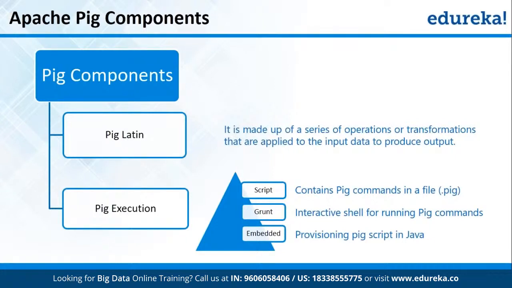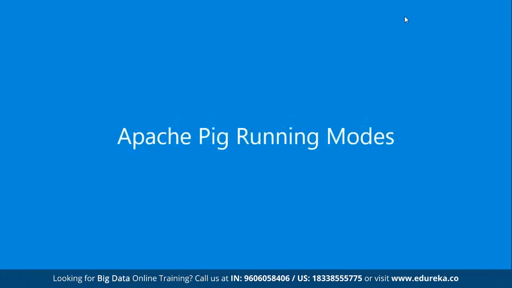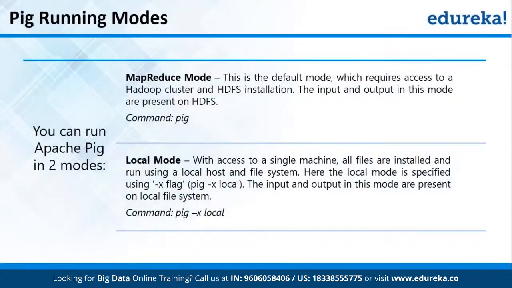So these are the two main components of Apache Pig. And we come to Apache Pig running modes. Apache Pig basically runs in two different modes. One is the MapReduce mode and second is the local mode. First, we'll discuss the MapReduce mode.